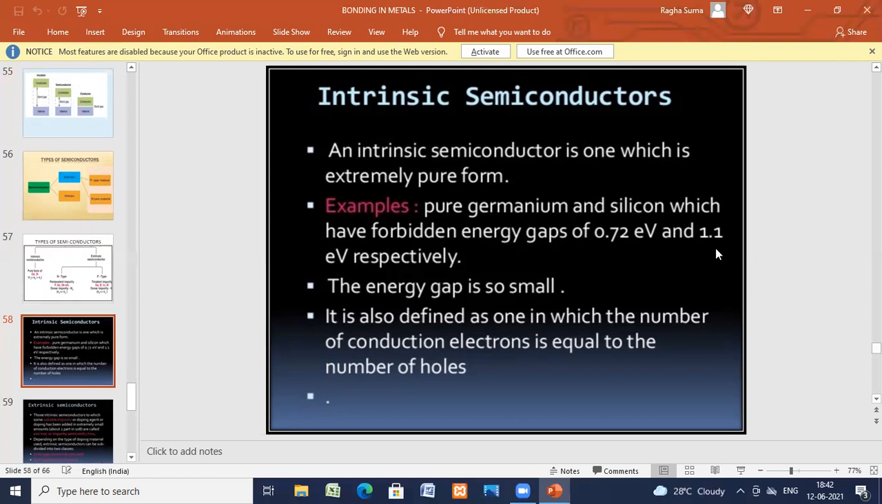Energy gap is very less. And it is defined as one in which the number of conduction electrons is equal to the number of holes.